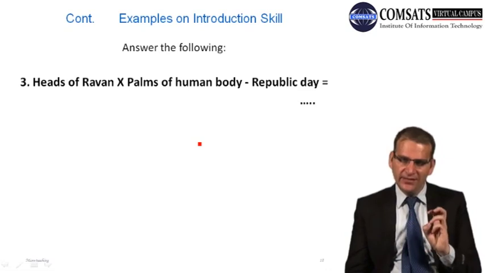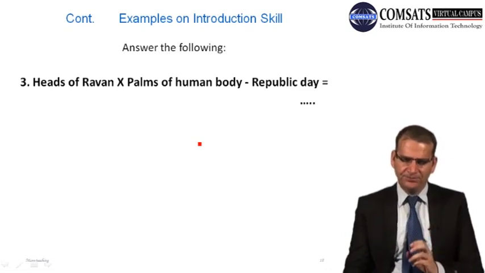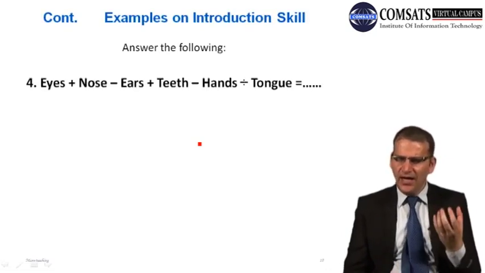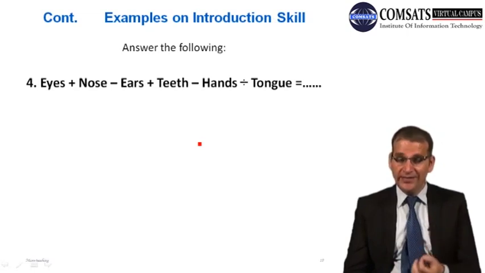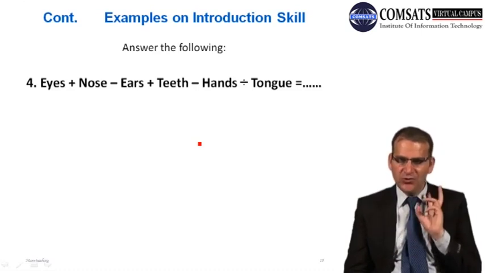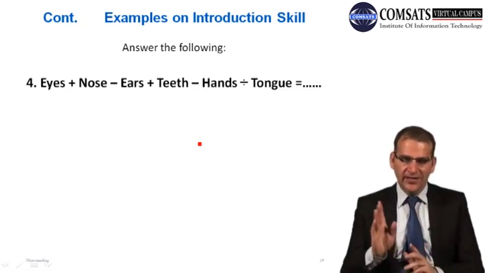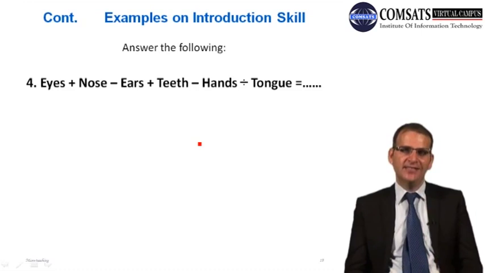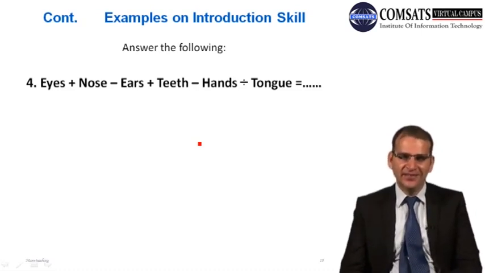Introduction skills. An example: eyes plus nose minus ears. Eyes, 2 eyes. Plus nose, 1, 3. Minus ears, 2. Right? So 2 eyes plus 1 nose, 3, minus 2 ears, 1. Plus teeth, 32, 33. Minus hands, 31. Divided by tongue, 1. Answer is 31. So body parts are there in fact.